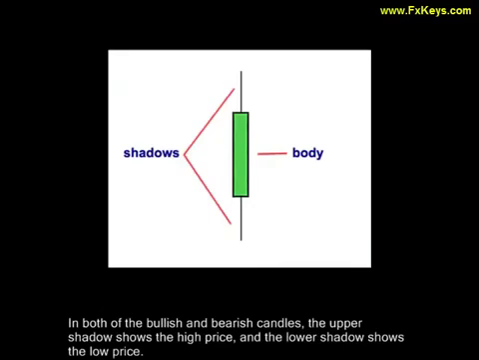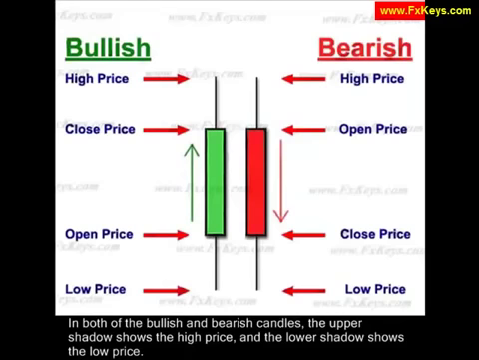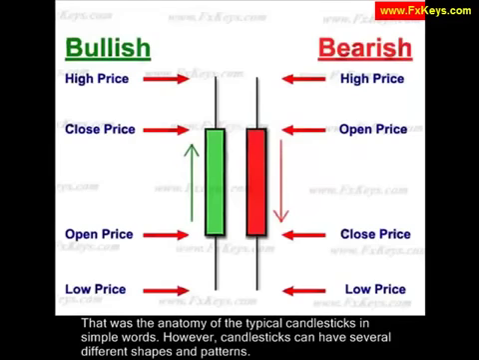In both of the bullish and bearish candles, the upper shadow shows the high price, and the lower shadow shows the low price. That was the anatomy of the typical candlesticks in simple words.